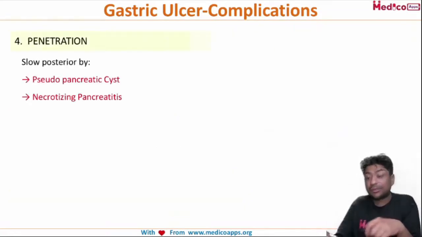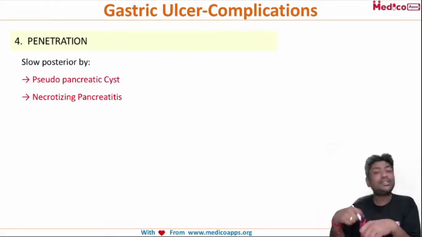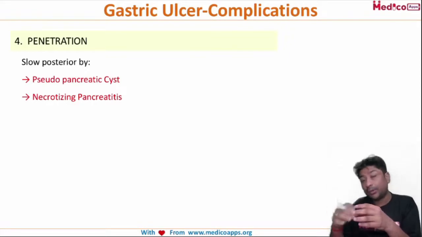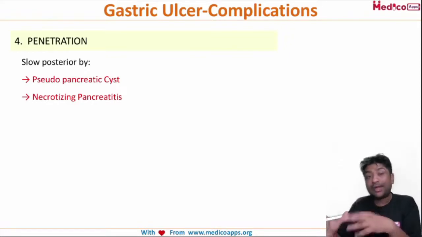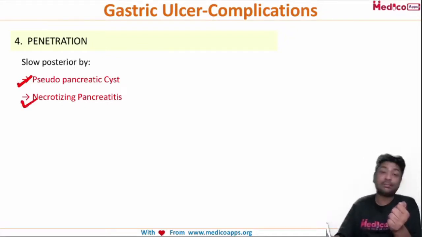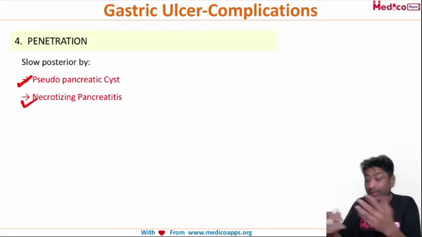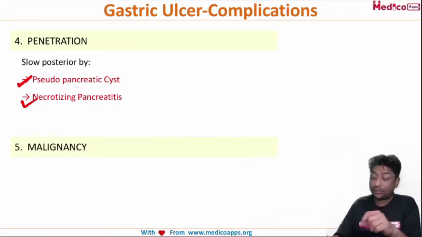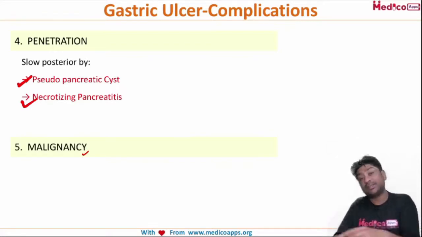Then we can have something called penetration. So how is penetration different from perforation? Perforation is more acute, penetration is slow eroding of the lining. And here what happens, because this gastric ulcer can erode into the pancreas and all, so you can have pseudopancreatic cyst, as can be seen, or necrotizing pancreatitis. So again, penetration can be a complication, and obviously I told you all gastric ulcers are pre-malignant, so malignancy again is a complication of gastric ulcer.